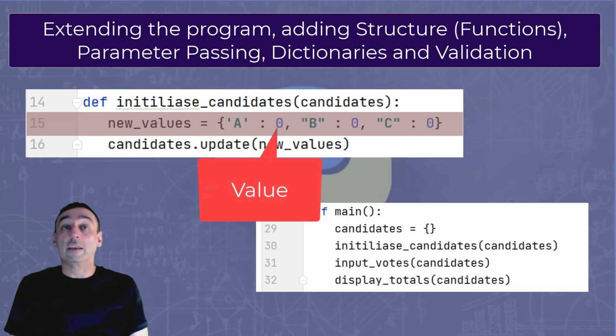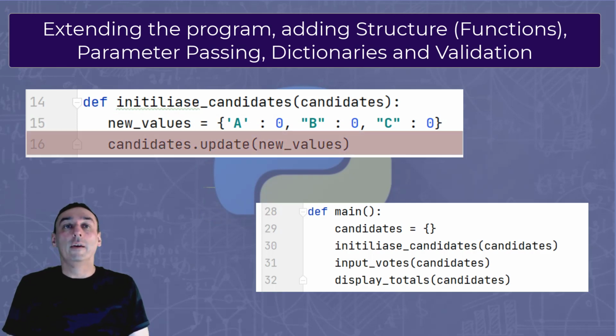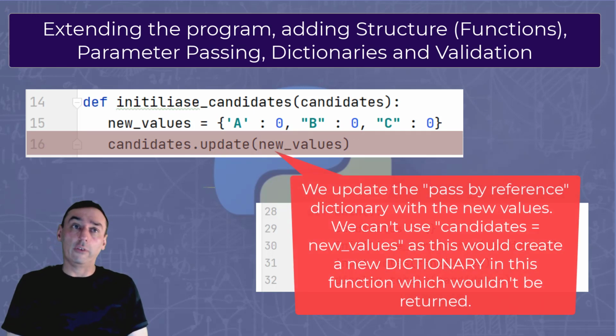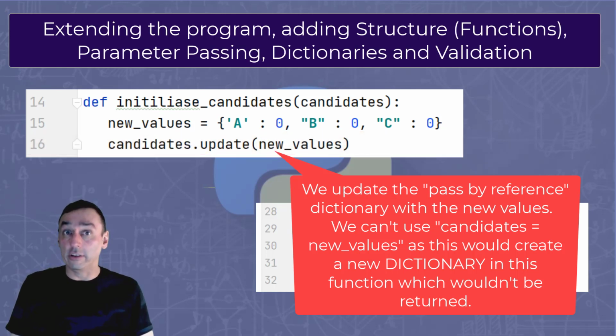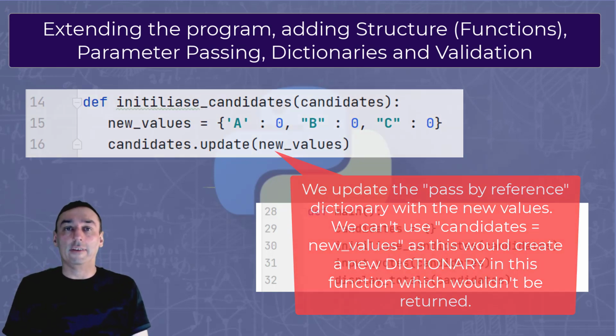And so you can see they've got the keys A, B and C, candidates A, B and C, with the values 0, 0 and 0. We are then going to update the candidate dictionary that's been passed by reference to this function with the values I've just created. Now we have to do this because if we said candidates equals new values, that would create a new dictionary within this function, which would essentially be ignored and wouldn't be passed back to where it was called from. So we have to use the update method to say, we've got this dictionary already, just update it.